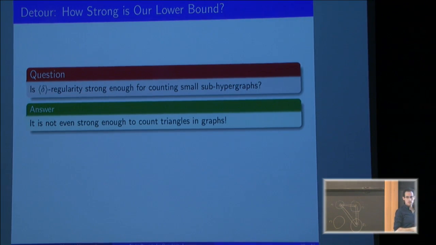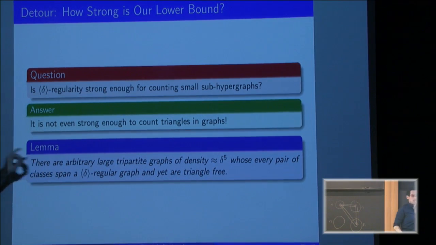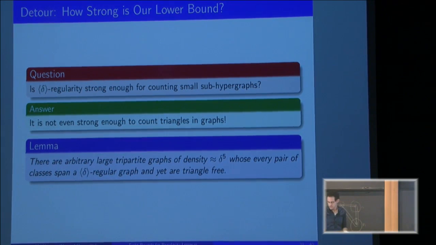Delta regularity is not strong enough, even in the setting of graphs, to count even triangles. And here is a relatively simple lemma. You can find arbitrarily large tripartite graphs where every pair of classes, the bipartite graph there, is delta regular, but there's not a single triangle there. Recall that the counting lemma would say that we have the correct number of triangles if the bipartite graphs are epsilon regular. But if they are delta regular, it might be the case that there is not a single triangle. So no counting lemma.